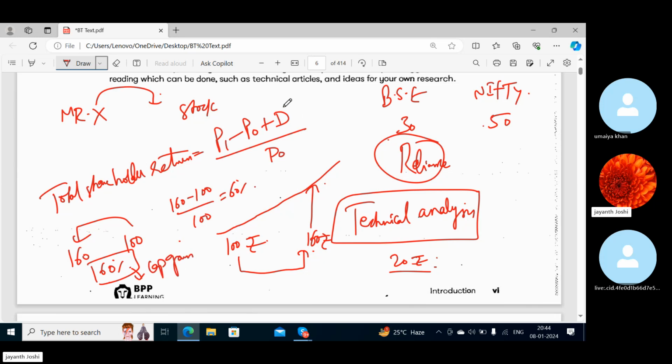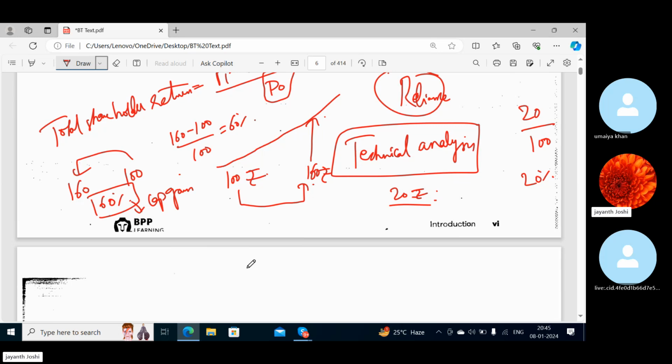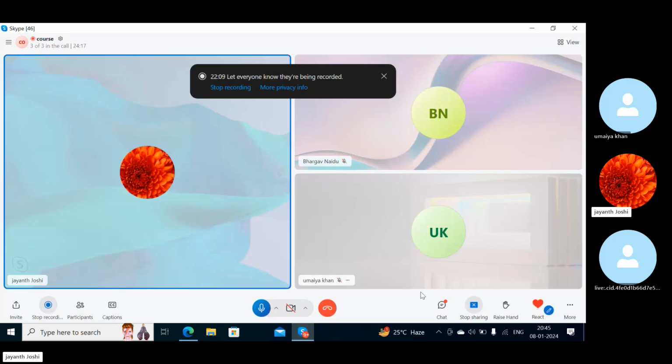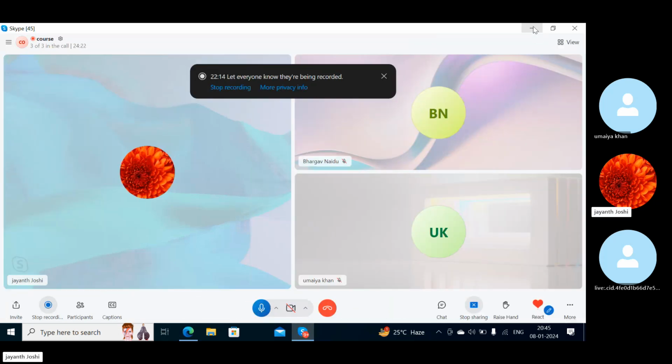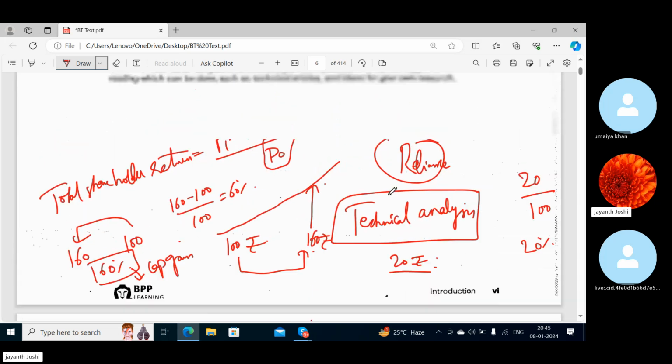But there is also dividend yield. That is dividend by share price. So dividend is how much? 20. Share price is how much? 100. And this is 20%. So now if I put it into the formula, (160 minus 100 plus 20) whole divided by 100. 160 minus 100 is 60, 60 plus 20 is 80, 80 by 100 is 80% returns. Okay. Did you understand this one? Hello. Yeah. All of you, did you understand?